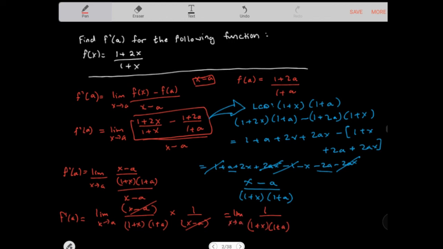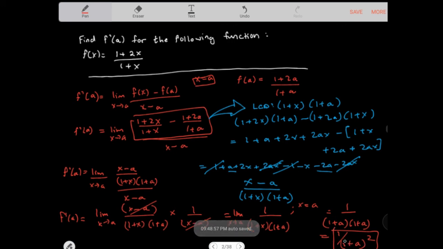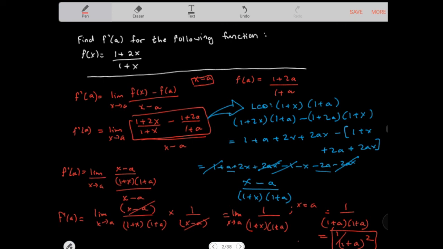Now that the restriction is gone, you can let x equal a freely, and in that case what you get here is 1 over (1 plus a) times (1 plus a), which is 1 over (1 plus a) squared. Good. So that is your slope of the tangent when x approaches a, or basically f prime of a.